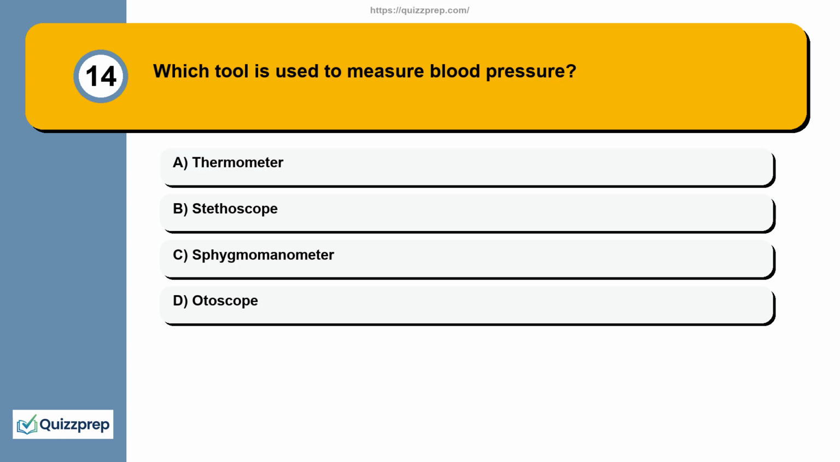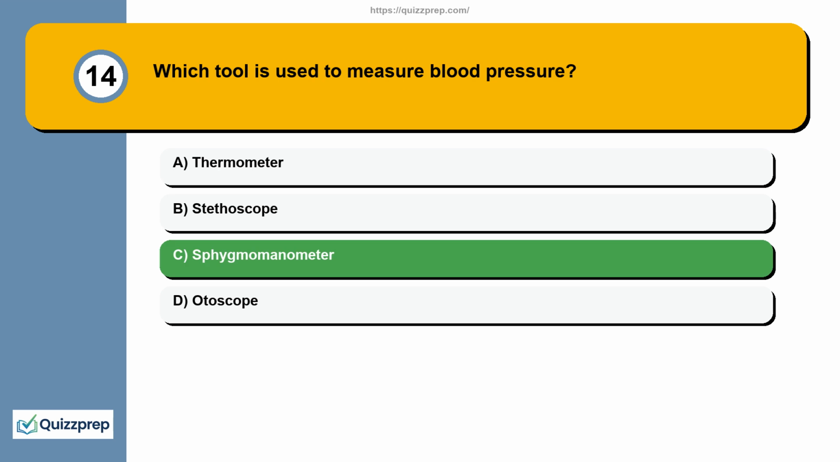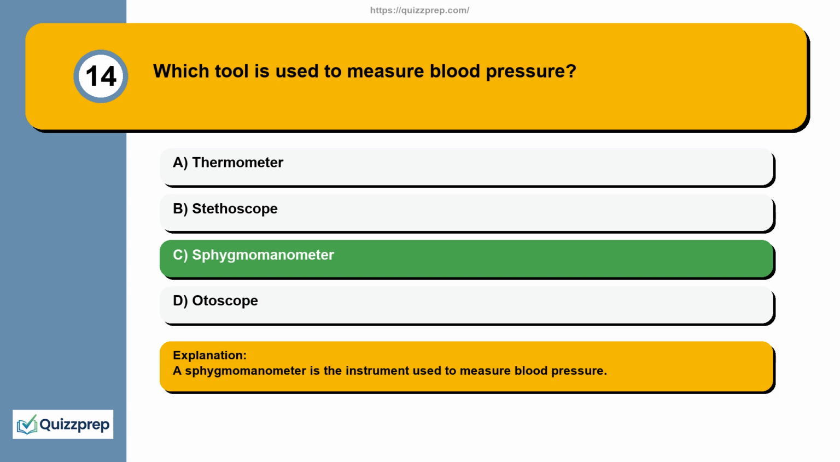Question 14. Which tool is used to measure blood pressure? Here are your options. Option A. Thermometer. Option B. Stethoscope. Option C. Sphygmomanometer. Option D. Otoscope. The correct answer is option C. Sphygmomanometer. Explanation. A sphygmomanometer is the instrument used to measure blood pressure.